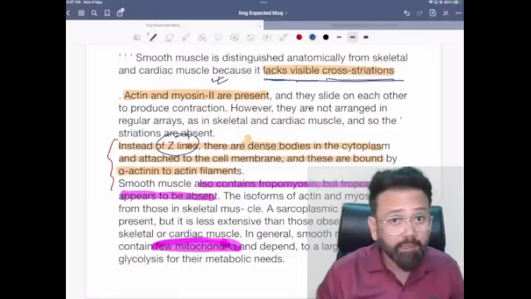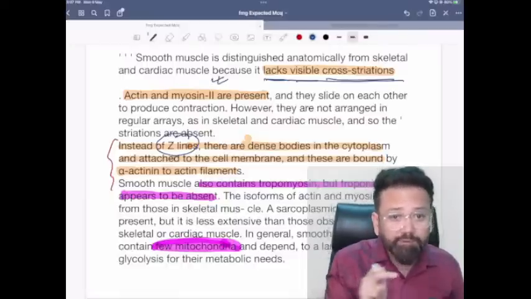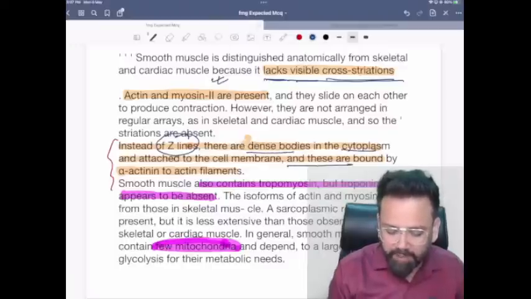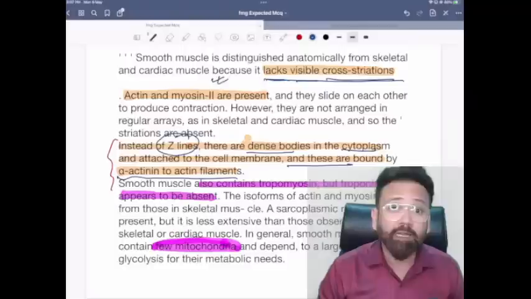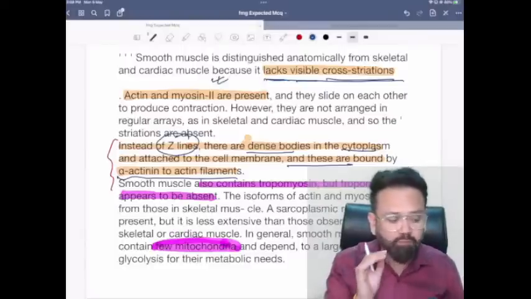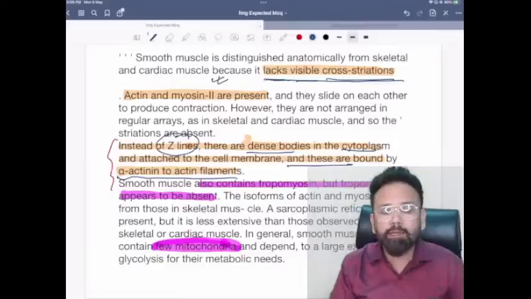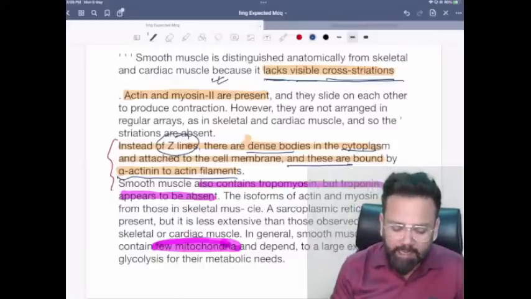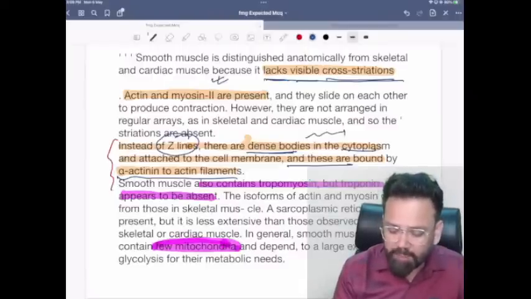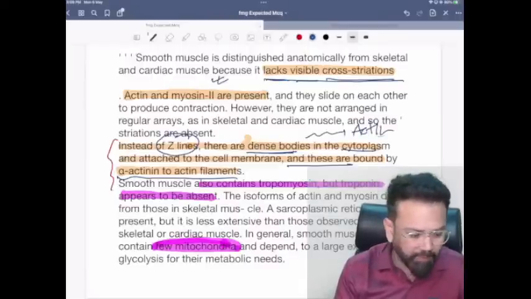Z line, which is in the skeletal muscle, dense bodies in the cytoplasm are giving stability to the actin filament with the alpha actinin. So remember that smooth muscles don't have Z line. In place of Z line, they are having what? They are having dense bodies. So dense bodies are giving stability to the actin filament.